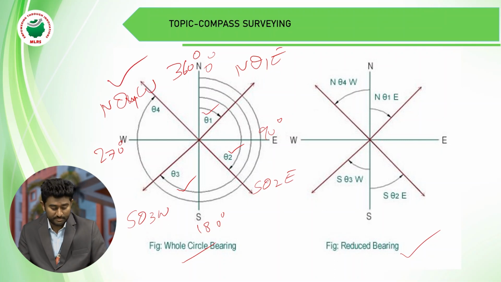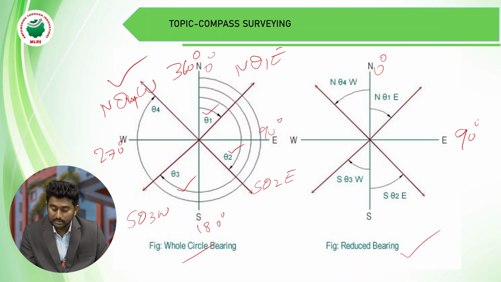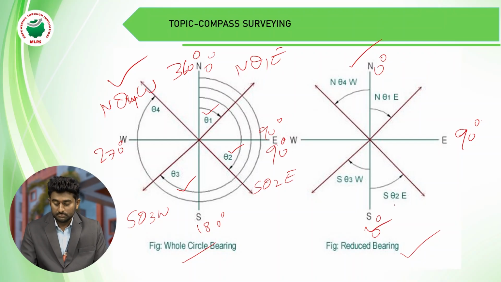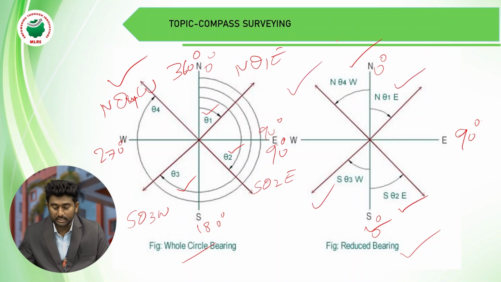Next, coming to the reduced bearing system, only 0 degrees to 90 degrees. It is the angle made by the north reference line and south reference line only. 0 degrees to 90 degrees in each quadrant: first quadrant, second quadrant, third quadrant, fourth quadrant. This is the quadrantal bearing system in the surveyor compass.